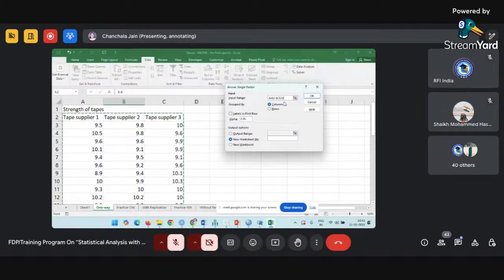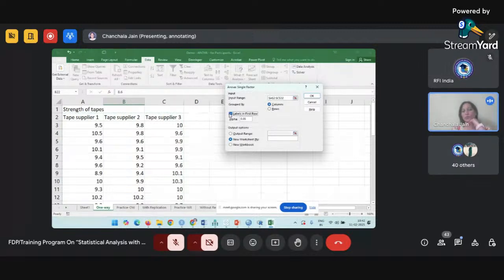Yes, ma'am. Then it is asking you your data is grouped by column or row. So I think it is quite visible. Data is in the column form. First supply data, second supply data, and third supply data. So data is in the column form or grouped in the column. So we'll go with the default option. If your data will be in a row, in that case, you need to select the rows, right? Labels are selected. I need to check this box.